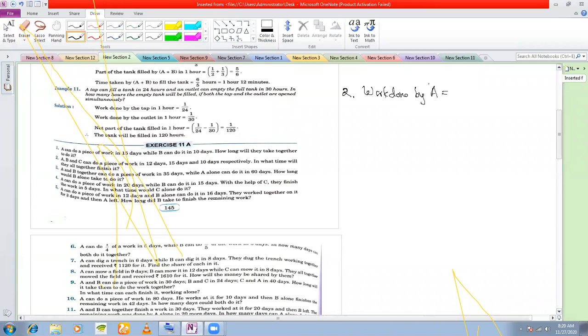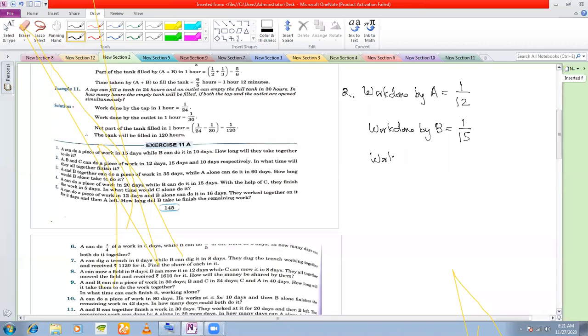A can finish the work in how many days? 12 days. So work done by A is 1 by 12. Work done by B. B can finish the work in how many days? 15 days. So work done by B is 1 by 15.